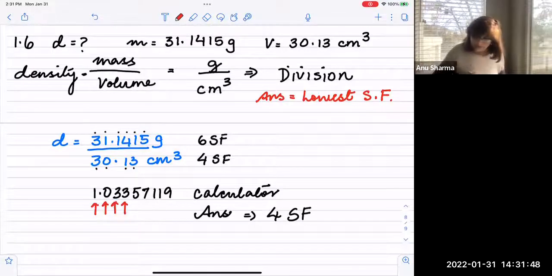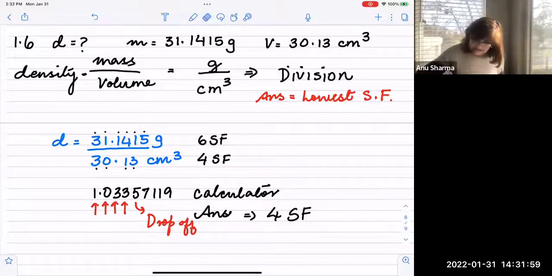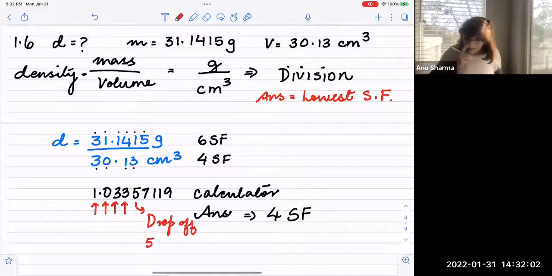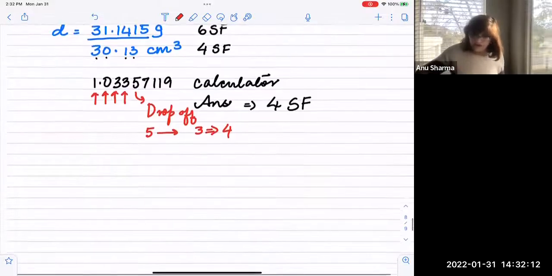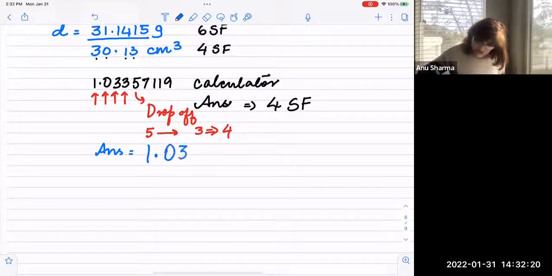And what are we going to do with 5? We're going to drop off 5. Because the 5 is being dropped, the 3 is made into 4. Okay, so what do we get here now? The answer is 1.034, and this is grams per centimeter cube.